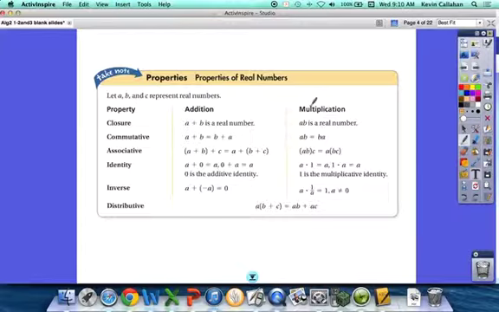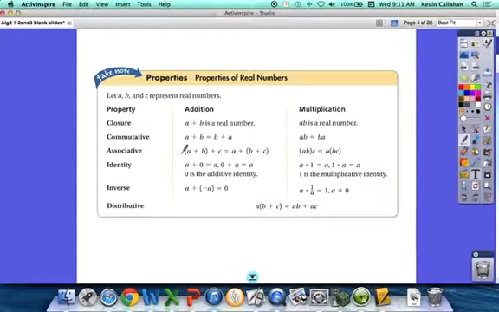Now, does commutative property apply to subtraction? Give me an example of where the commutative property would not work for subtraction. Go ahead. Yeah, 5 minus 2 is 3. 2 minus 5 is negative 3. They're not the same thing. So commutative property applies to addition and multiplication. So commutative, you've had. If you didn't remember it, you kind of remember. You did get that somewhere along the way.